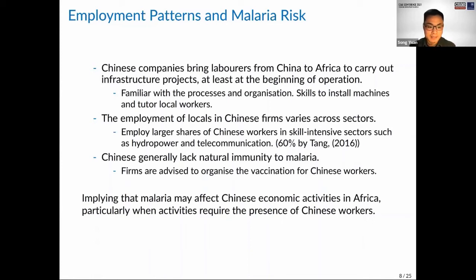Also, another fact is that Chinese generally lack natural immunity to malaria. So this implies that malaria might affect Chinese activity, especially when this activity requires the presence of Chinese workers, right?